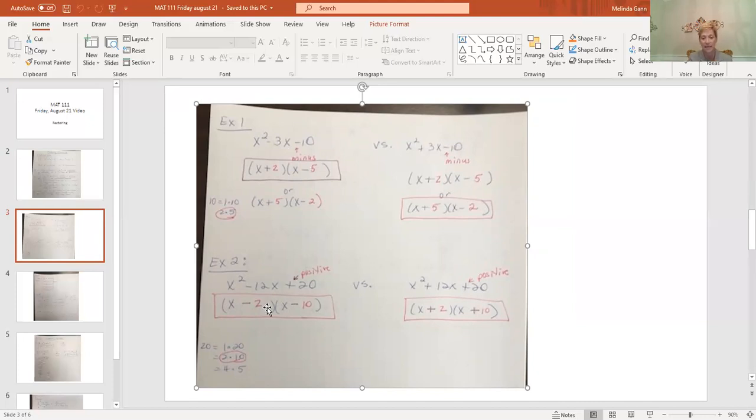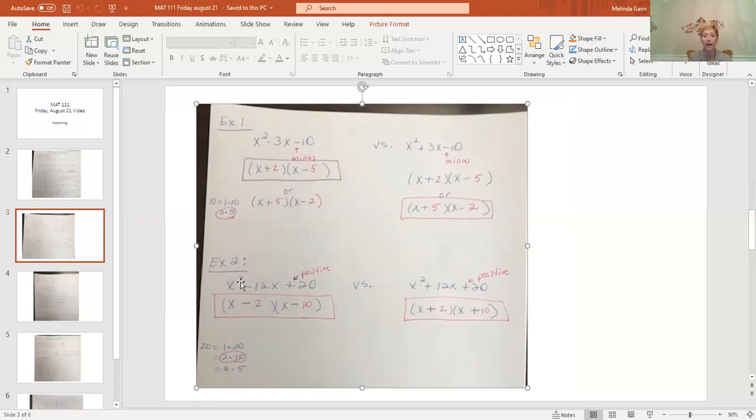All right, look at this second example. I look at my last term, and now there's a plus in front of it. So look at that second step. When there's a plus in front of it, your signs match. So they're either both minus or they're both plus. See, that's got a plus.